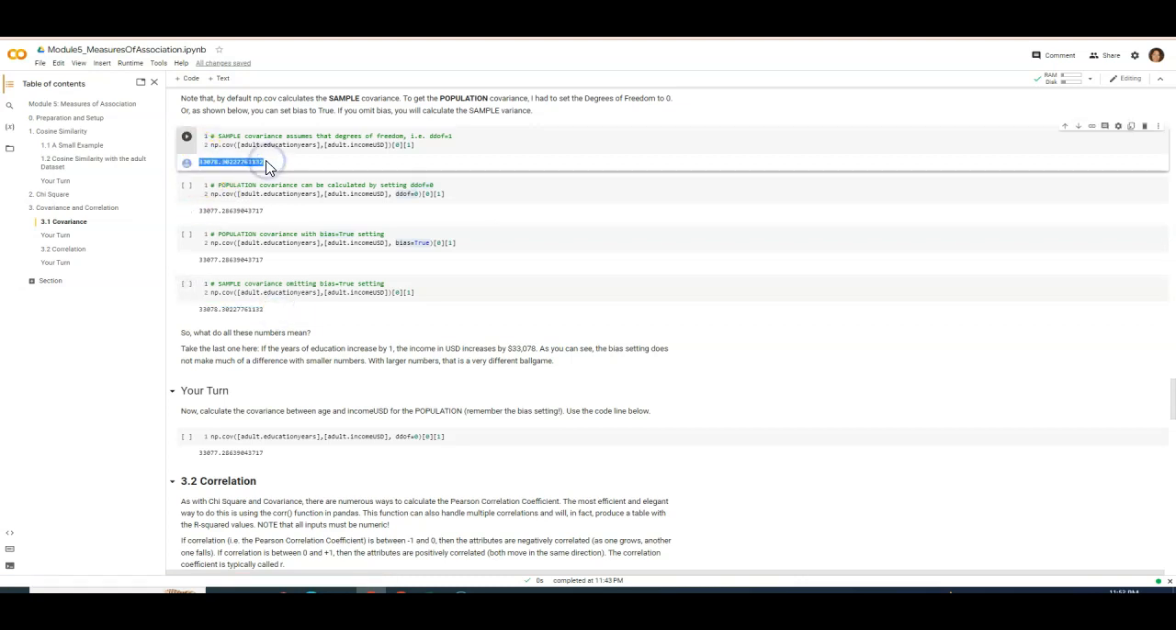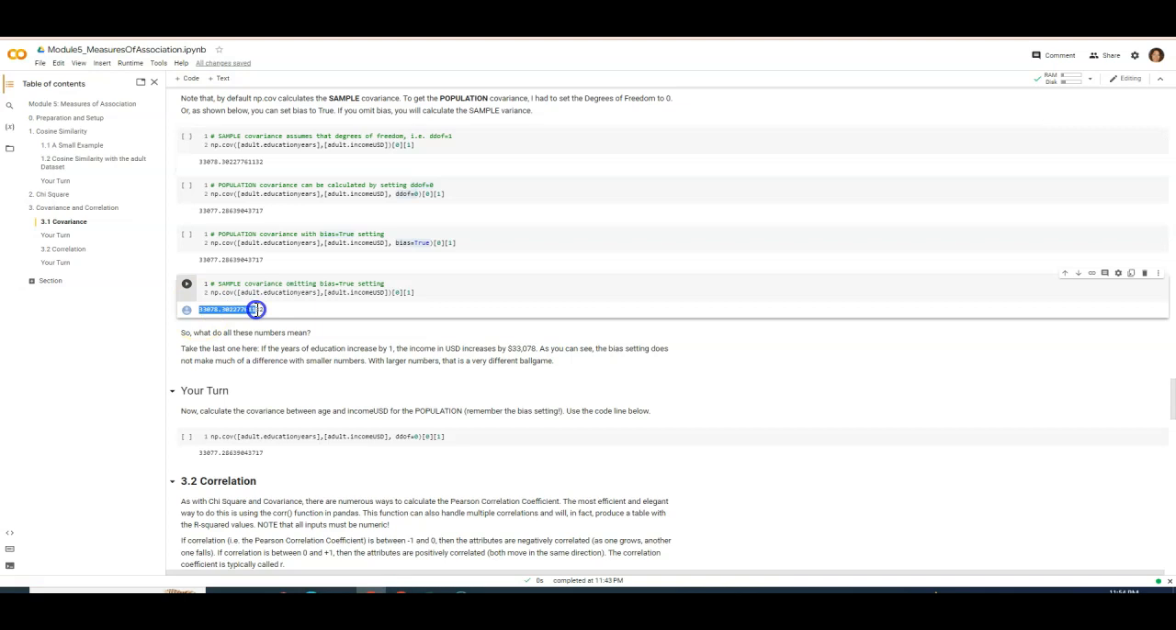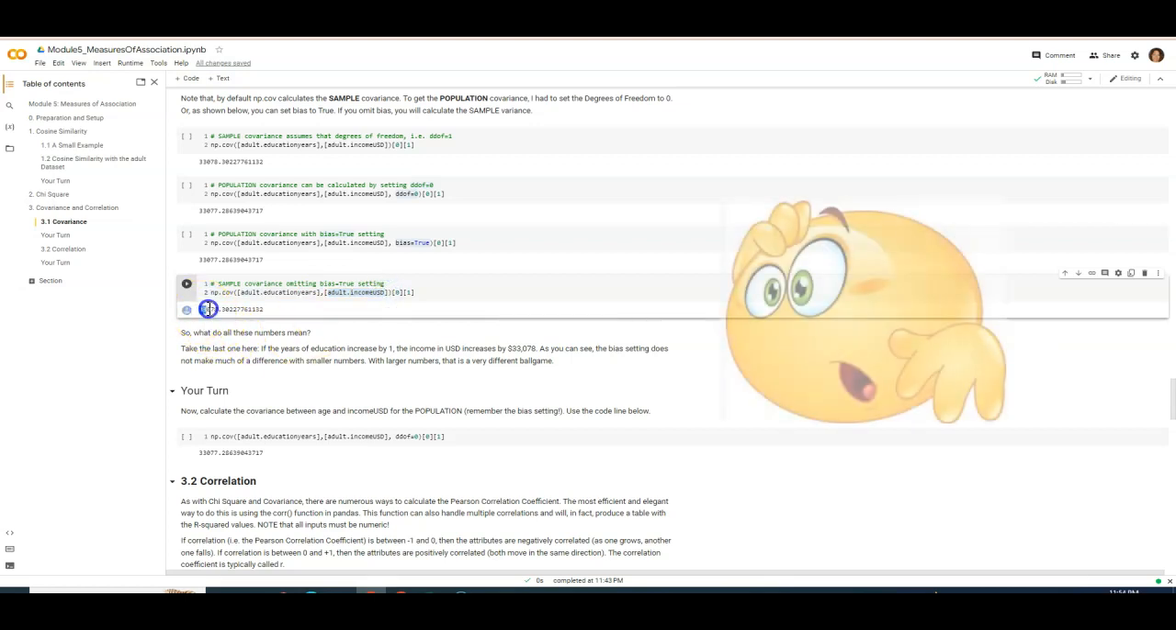Now here, the difference is very, very small, so it doesn't really matter whether we are using the sample or the population covariance. In cases where we have more data, it will matter. So what does this really mean though, right? This means here, if our education years increases by 1, just by 1, the income USD will increase by $33,078.30.